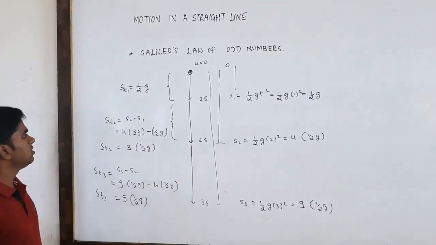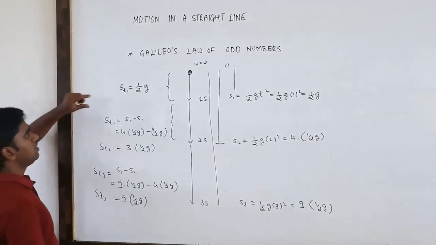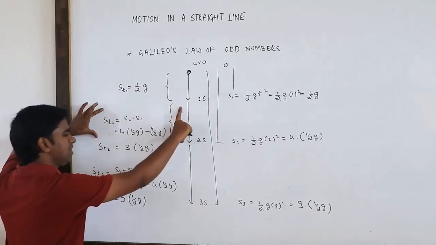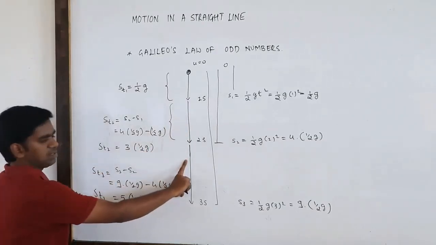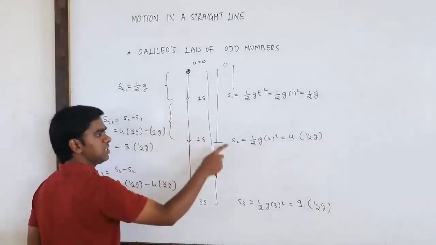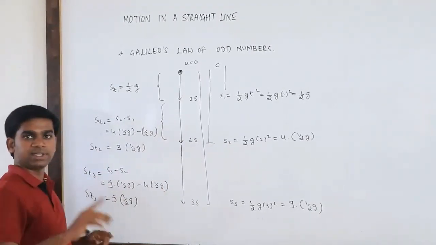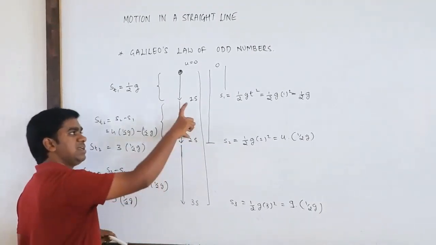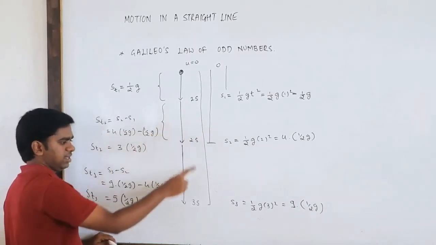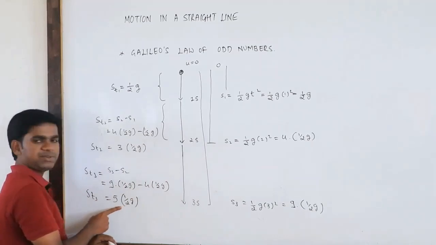Okay. So these are the what? Distance traveled in the first second, distance traveled in the second second, distance traveled in the third second. This is different. This is the distance traveled in 2 seconds. I don't want distance traveled in 2 seconds. I want distance traveled in the second. So this is the distance traveled in the second. So in the third second, 5 half g.